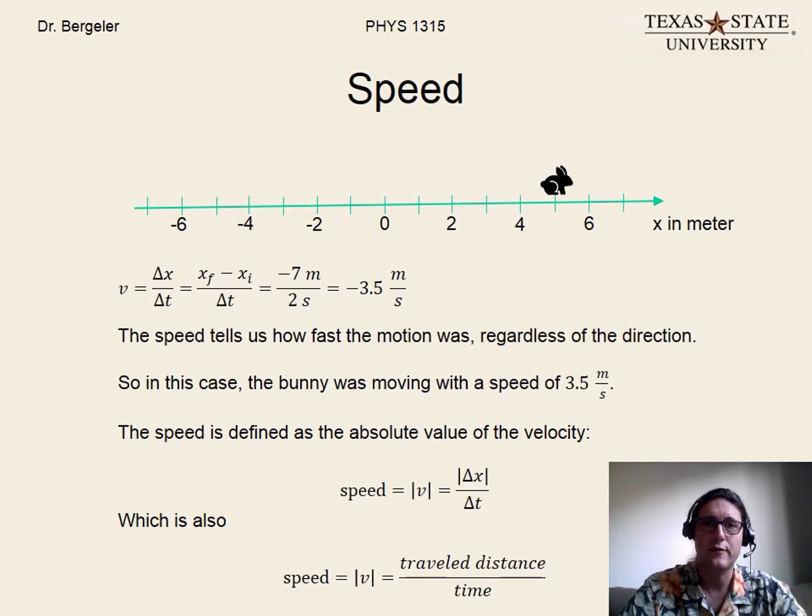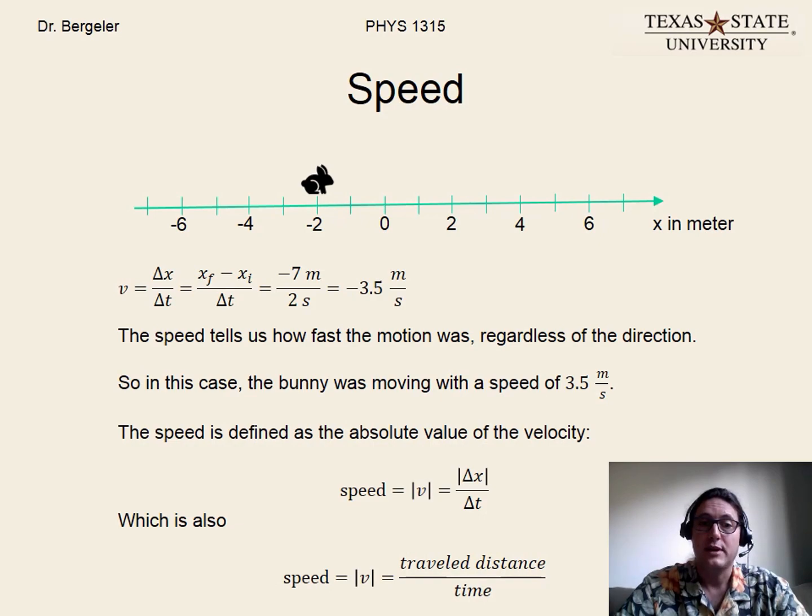So now let's talk about speed. The speed tells us how fast the bunny was running. I mean, you might say that the velocity already told us that as well, but the velocity told us a little bit more. The velocity told us how fast and in which direction it went. So before we found out that in this example, the bunny ran at -3.5 meters per second. That was the velocity. And because the velocity was negative, we knew the bunny ran to the left. Speed just talks about how fast it was. So in this case, the speed is 3.5 meters per second. So we dropped the sign, but then we wouldn't know in which direction it goes.